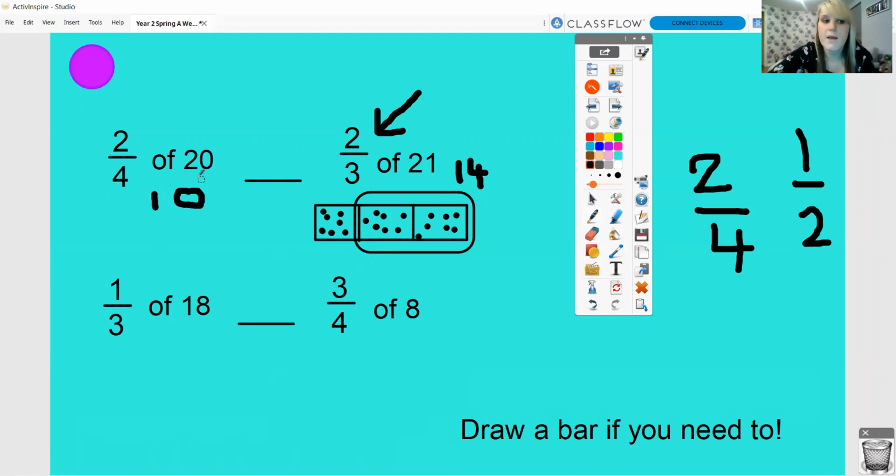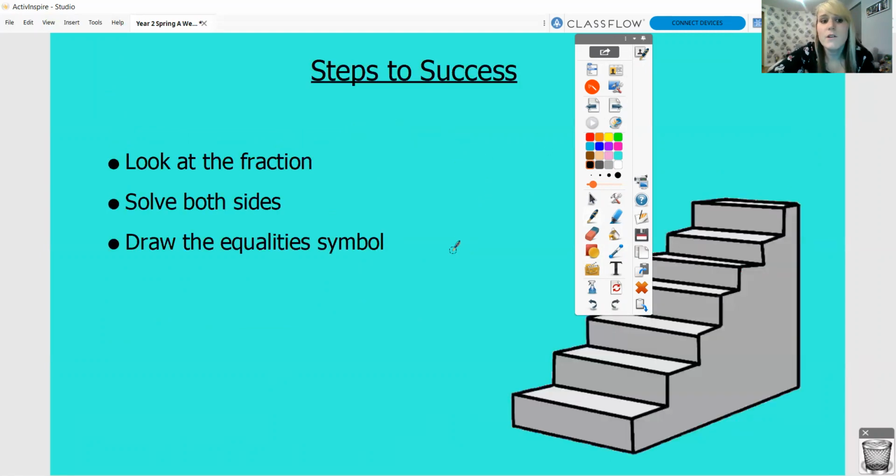So what would the crocodile rather eat? 2/4 of 20 or 2/3 of 21? He would much rather 2/3 of 21 because that's 14. And then that's it really. So look at the fraction, solve both sides, write it underneath, and then draw the equality symbol. And remember, the greater number, the bigger number, goes by the opening of the crocodile's mouth.